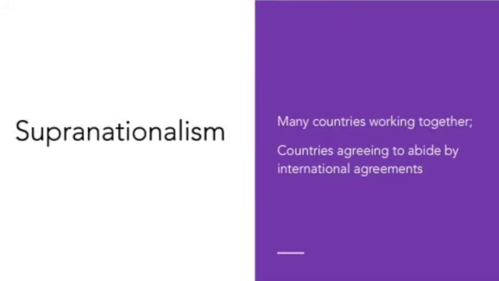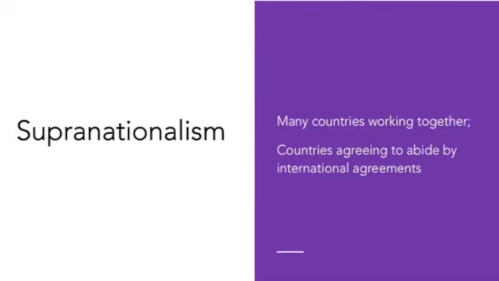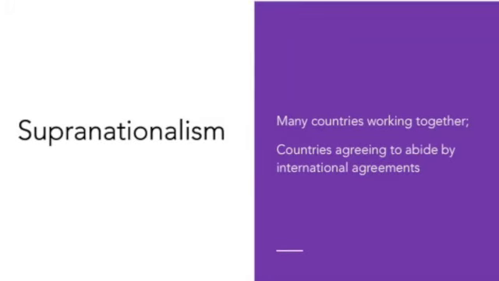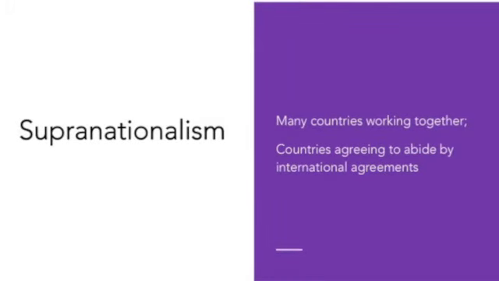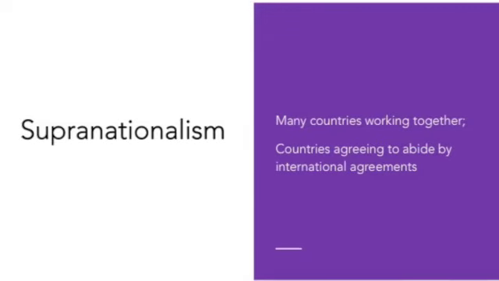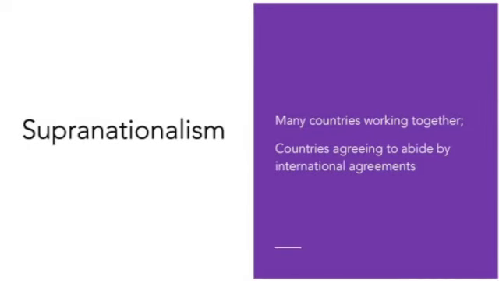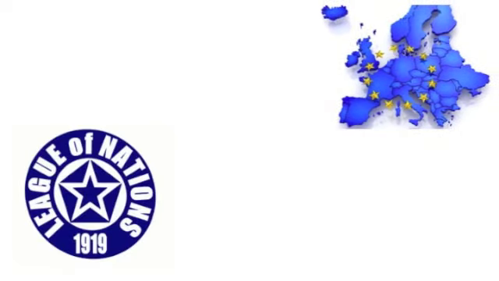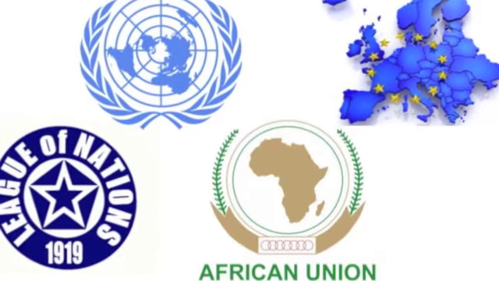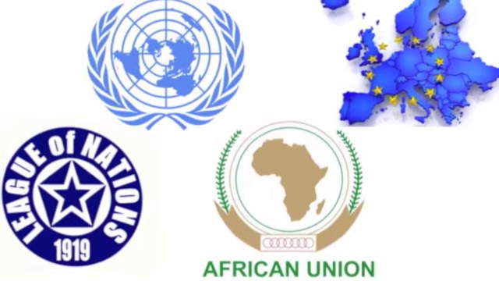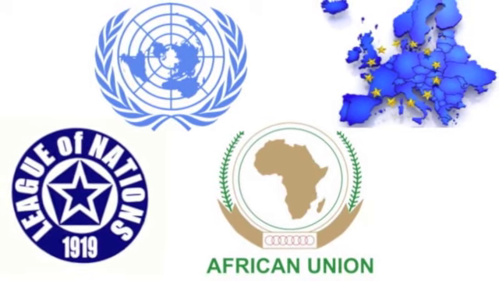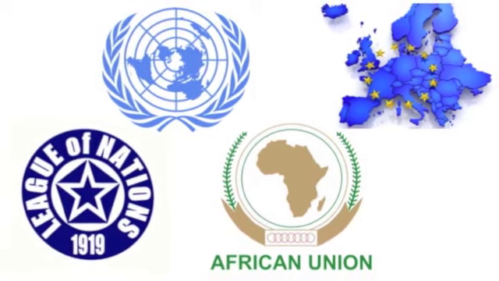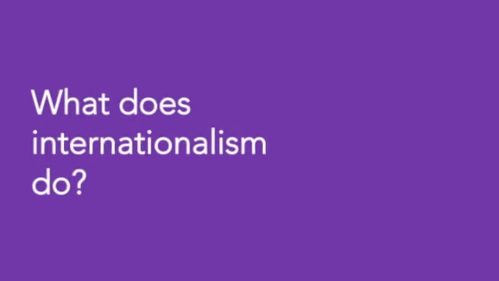The final expression of internationalism is supranationalism. Supranationalism is when states agree to abide by the decisions of an international organization made up of independent appointed officials or representatives elected by member states. There are several examples of supranational organizations, including the European Union, the League of Nations, the United Nations, and the African Union, to name a few. All of these organizations are designed upon the idea that the needs of the world supersede the needs of a single state. So what purpose do internationalist organizations serve in the world?